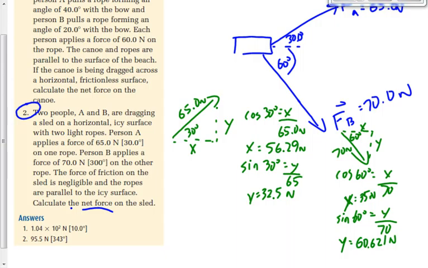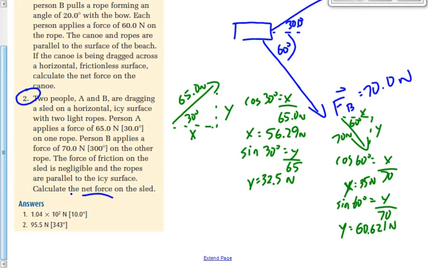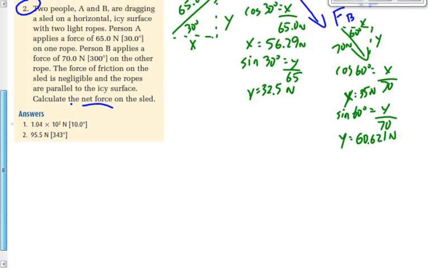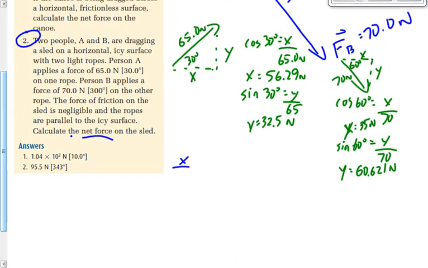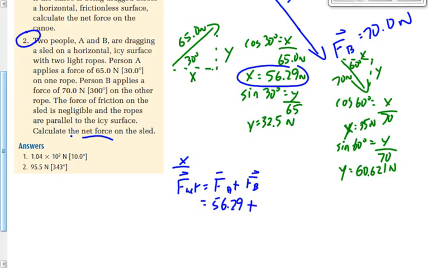Now we got to break it into our x and our y components and do our F net thing, like we've done for 2 weeks or so. For the x component, let's say F net is equal to FA plus FB. FA for the x component is 56.29 plus 35 newtons. We add those up, we're going to get 91.29 newtons. So the net force for the x component is 91.29 newtons.